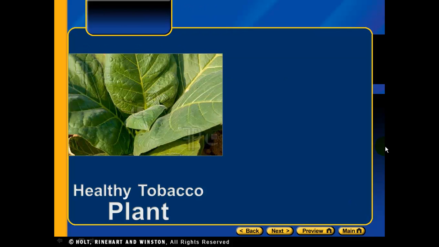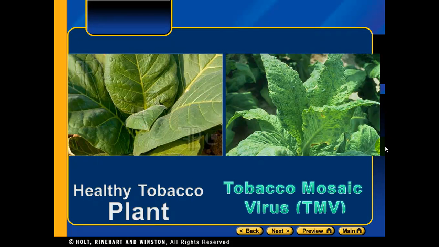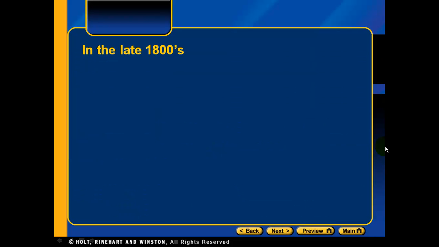First, I want to show you a picture of what a virus can do. On the left, you have a healthy tobacco plant. Nice green, smooth leaves. And on the right, you can see there's patches of something that's over that leaf. That is caused by a virus. Viruses are specific. The tobacco mosaic virus, or abbreviated TMV, is a specific virus that affects tobacco plants. And as you can see the results of what that can do.